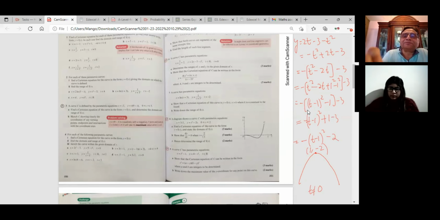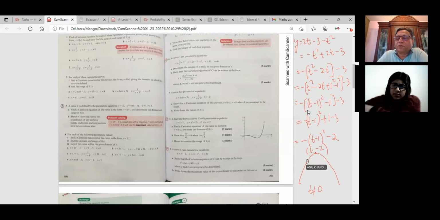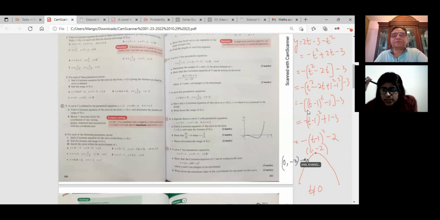Can you tell me? So 0 in the equation would make it minus 3. So that point will be a hole, which is minus 3 for the y value and 0 for t, right? Is that clear to you? There is a hole there, correct? So t is 0, and y is minus 3.